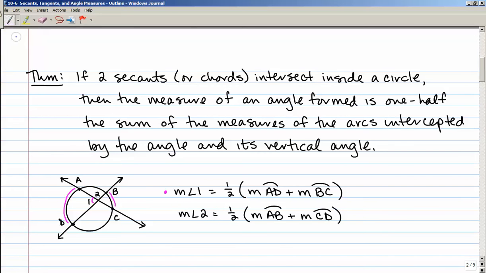Similarly with angle 2, let's take a look at angle 2. So angle 2 up here, doing purple, the measure of that is going to be 1/2 of arc AB plus arc CD. And notice AB is the arc that angle 2 intercepts, and arc CD is the arc that the angle vertical to 2 intercepts.